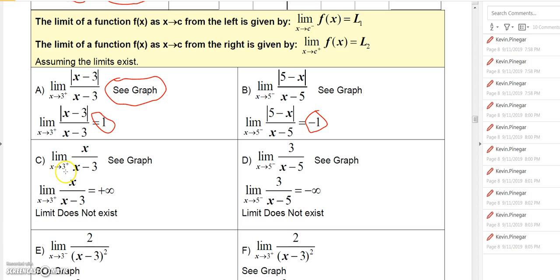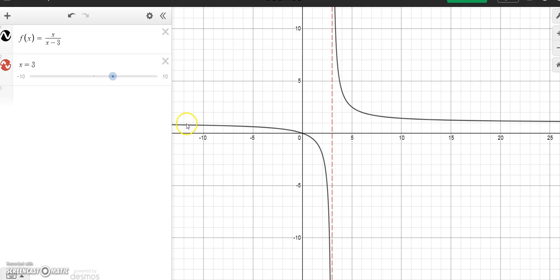Now what about this one? What about the limit of x over x minus 3 as x approaches 3 from the right? Let's take a look at that function. Okay, now this graph is the graph of x over x minus 3. You can see it kind of bends down over here and it bends upward here. So what I want to show you is what happens here as we approach 3.